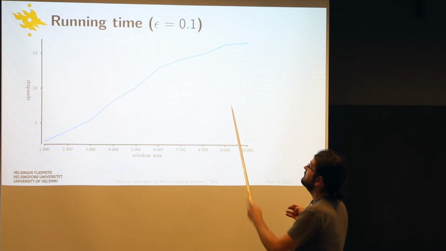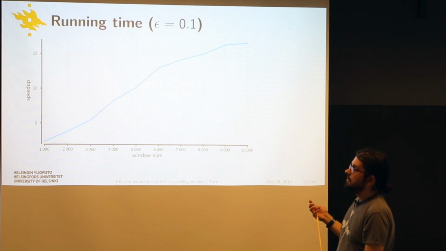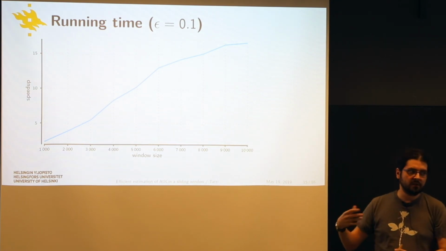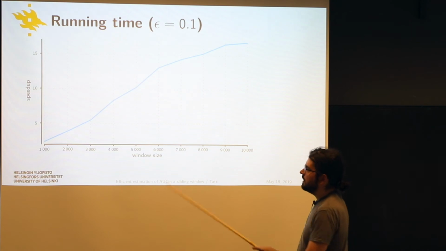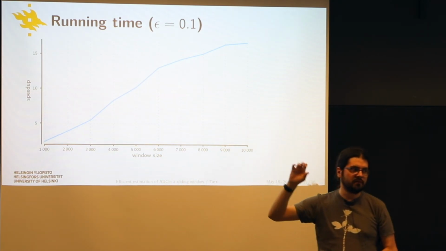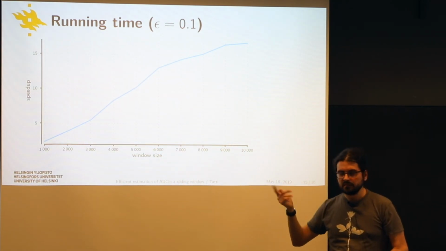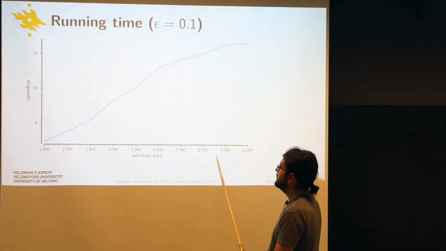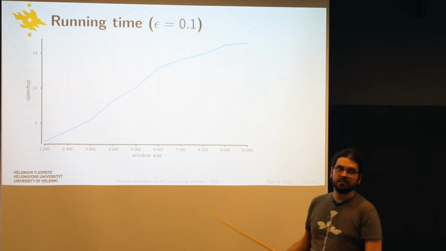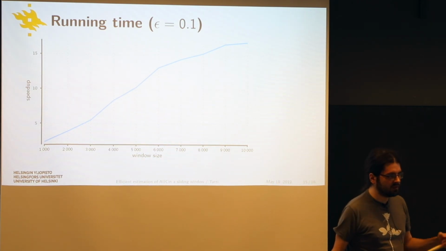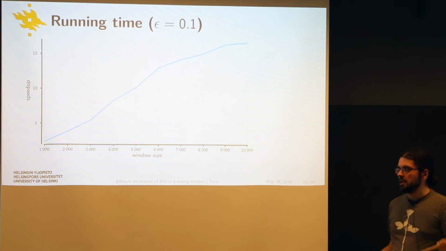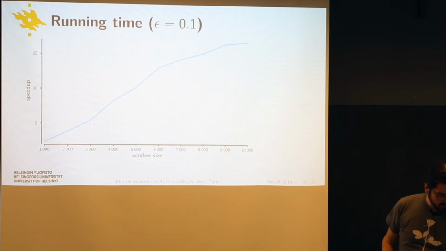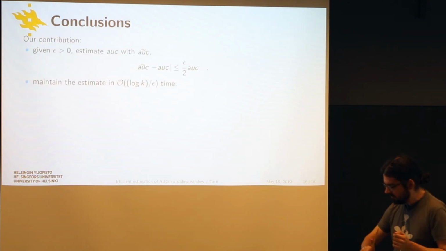Running time. As you expect, with epsilon of 0.1, this is the speed up that you get when you compute exactly versus the approximation, how much faster the approximation is than the exact. As you increase the window size, your speed up goes up. This is as expected because one is in log k and the other one is in k. So that's expected, right? Let me just conclude.